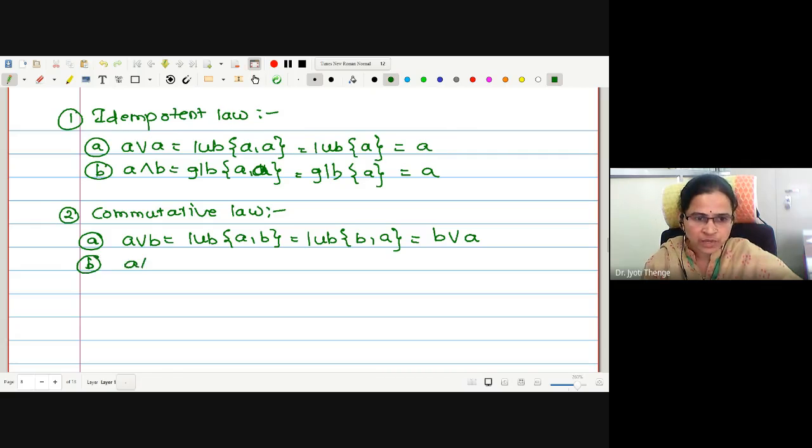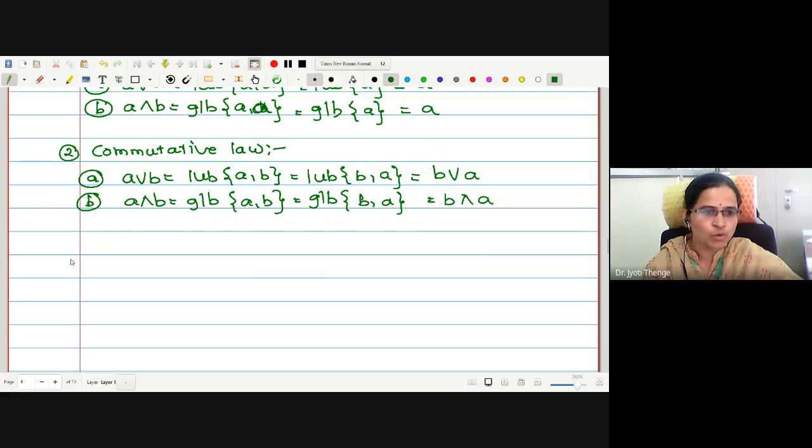Similarly, A meet B is the greatest lower bound of A and B. Therefore, I can write this as the greatest lower bound of B and A also. Therefore, this is B meet A. Correct. So, the commutative law holds.